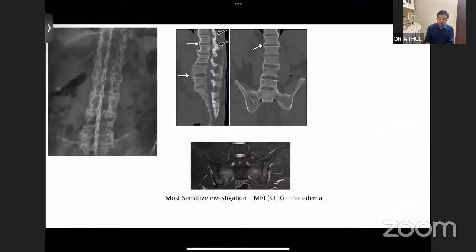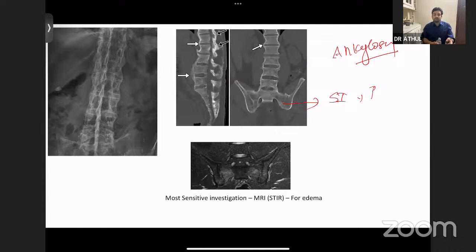Now coming to the other important condition, ankylosing spondylitis, which is more commonly seen in young adults. The classical feature is sacroiliac joint involvement. The first involvement will be the SI joint. Then later everything will become ankylosed, everything will become fibrous. That is the problem, and that is known as ankylosing spondylitis.